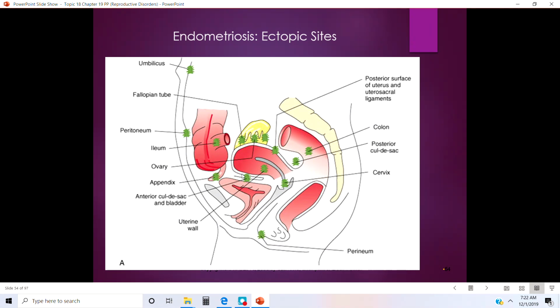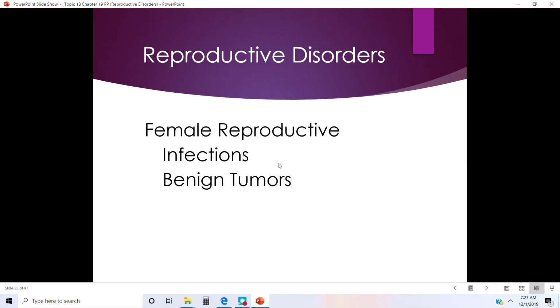I call this the vesico-uterine pouch right here, this little pouch between the uterus and the bladder. Your book is calling it the anterior cul-de-sac. It could be in there. It could be on the appendix, on the colon, on the ileum, the peritoneum, just all over the place on the colon. I call this the recto-uterine pouch. This is what your book is calling the posterior cul-de-sac. This is just like a little recess between the rectum and the uterus.